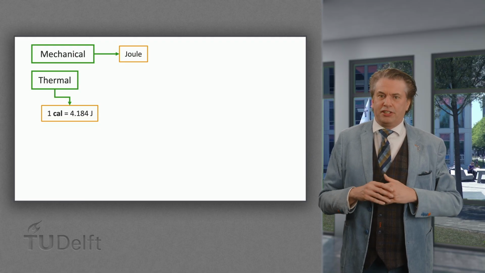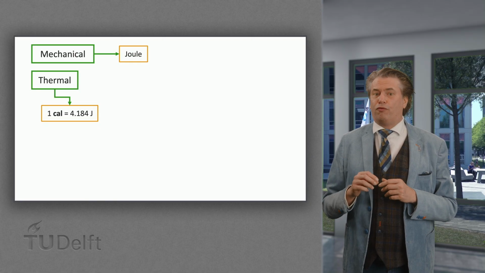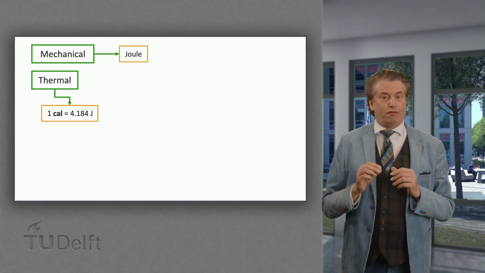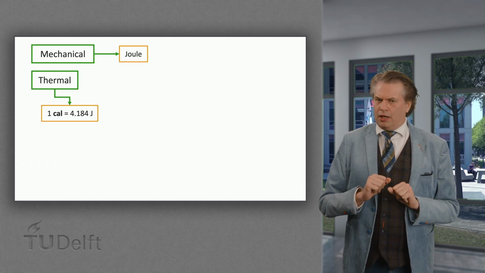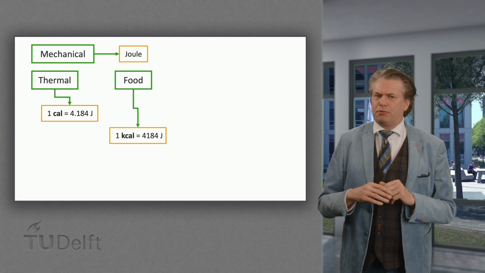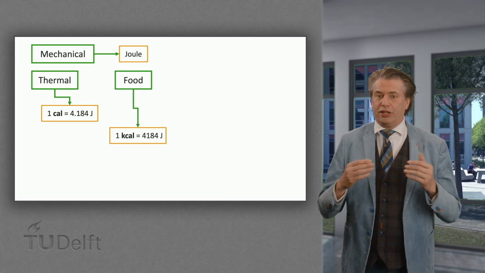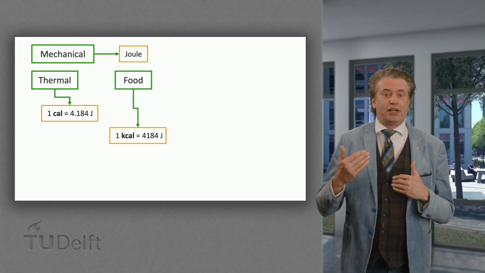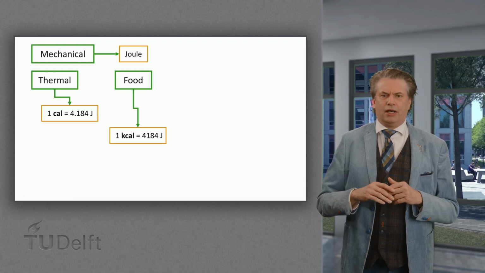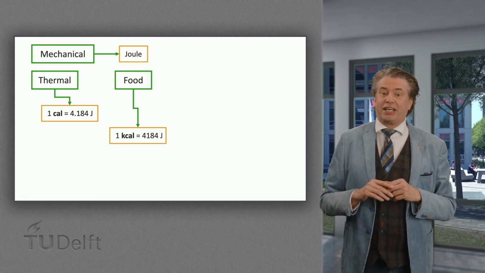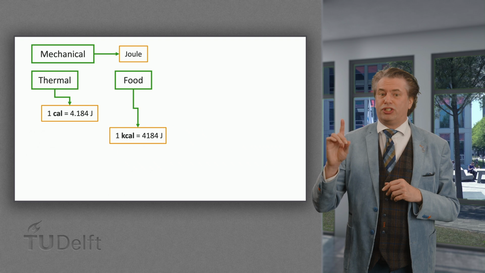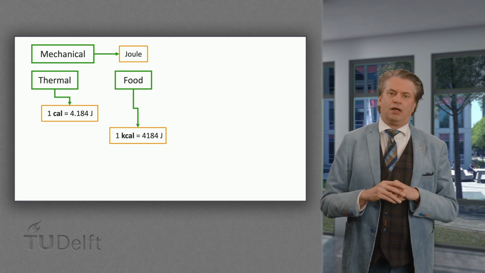The unit of thermal energy is the calorie, which is equal to 4.184 joules. The chemical energy contained in food is much larger than a calorie. The food industry therefore uses a higher order of magnitude, the kilocalorie. The kilocalorie is also sometimes called calorie, but written with a capital C, like in the US.